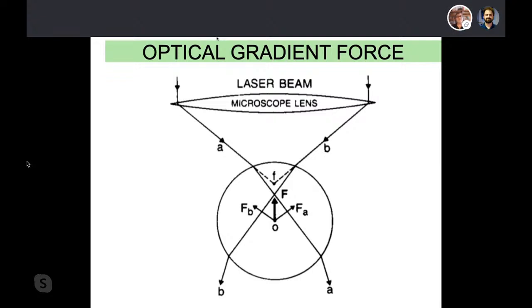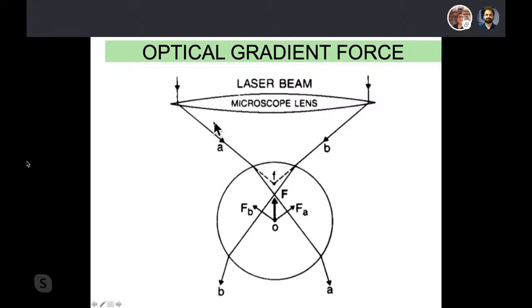Now, related to this, I want to tell you that the main concept behind optical tweezers is this optical gradient force. If you take a laser beam, which is monochromatic light, collimated, so incoming rays are parallel and perpendicular to this lens, and a lens of sufficiently high numerical aperture, then you can make the rays converge to a focal point with a big angle.